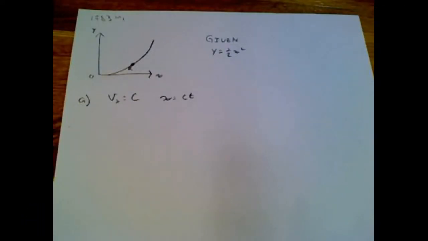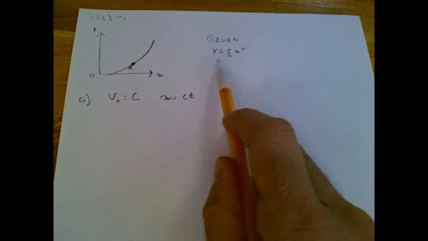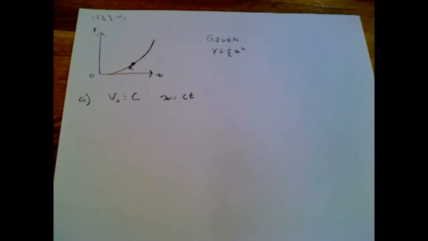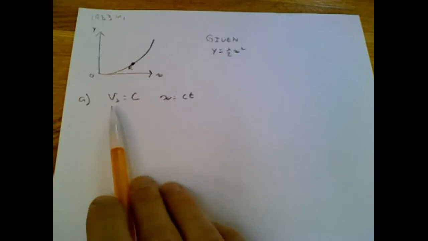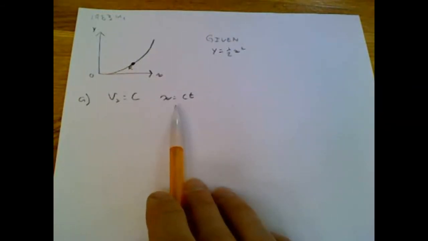All right, folks, so here we are. Now we're going to look at part A and part B of this question. I have some of the pertinent information written down. For the entire problem, we're given y is equal to 1/2 x squared. Hopefully you can see that. And I wrote down my given information for part A. Vx is equal to some constant c, where x is equal to c times t.